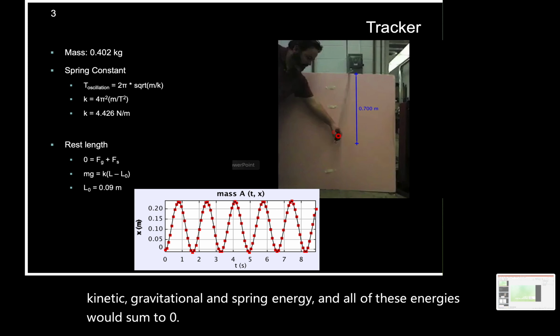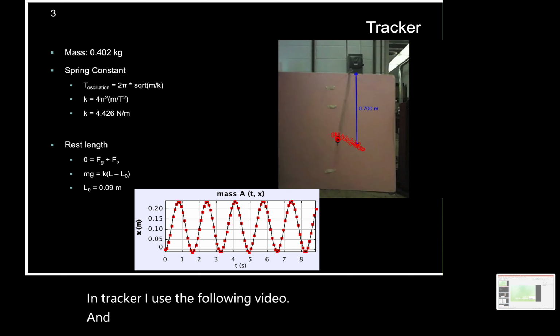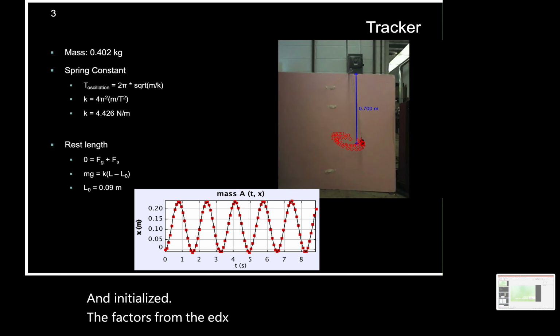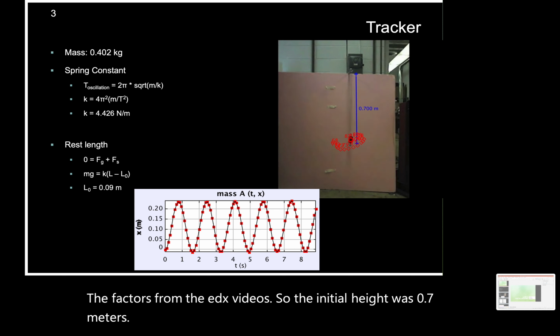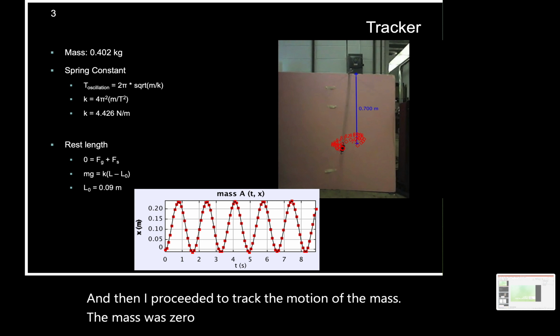In Tracker, I used the following video and initialized the factors from the edX videos. So the initial height was 0.7 meters. And then I proceeded to track the motion of the mass. The mass was 0.402 kilograms.